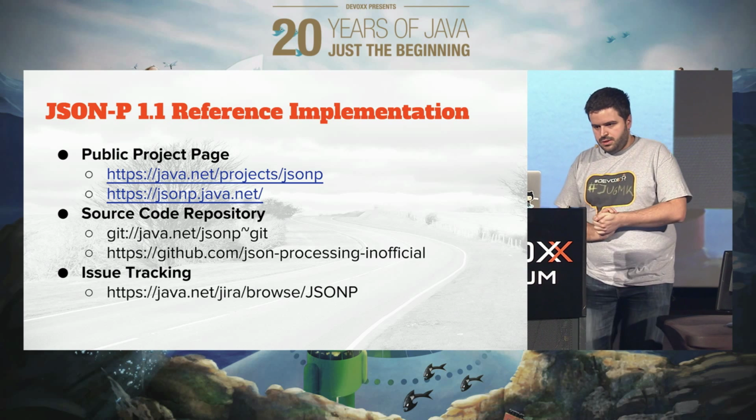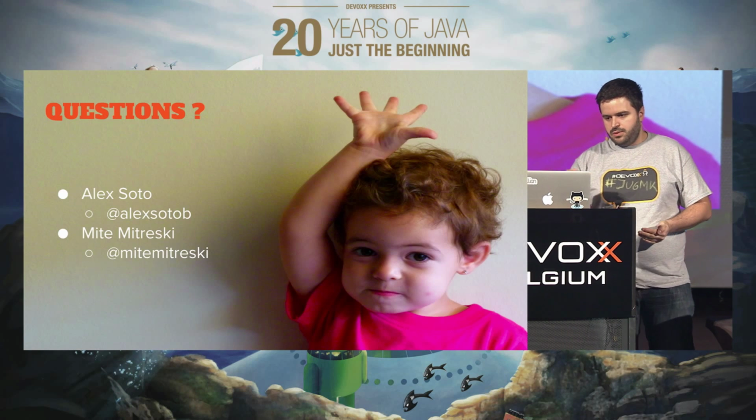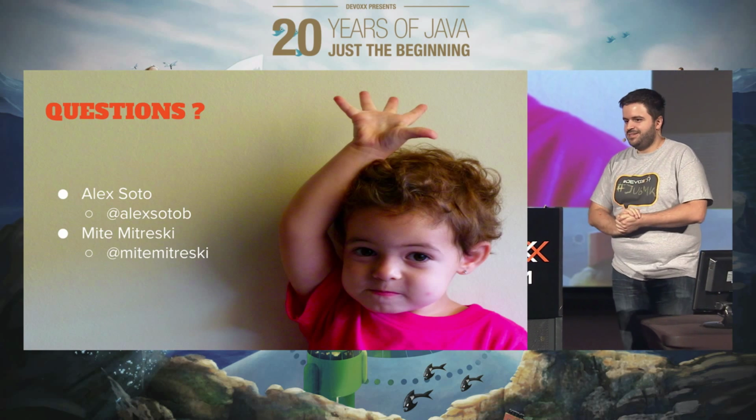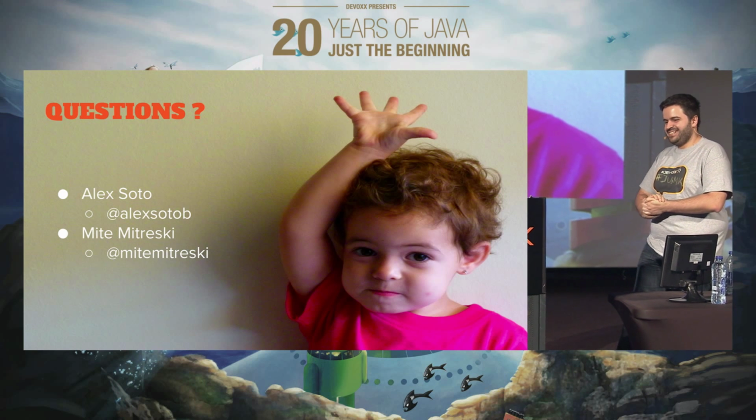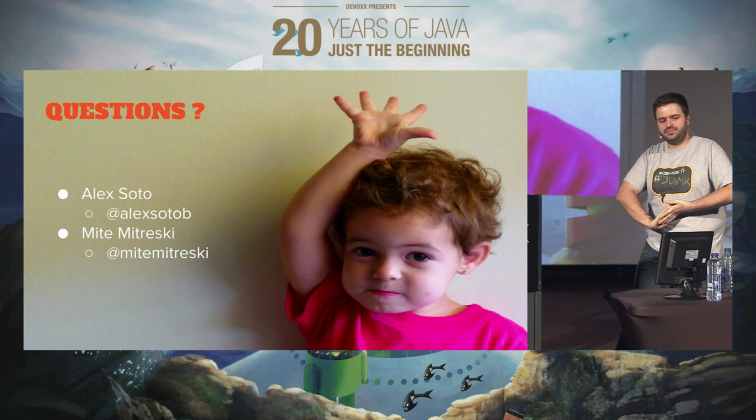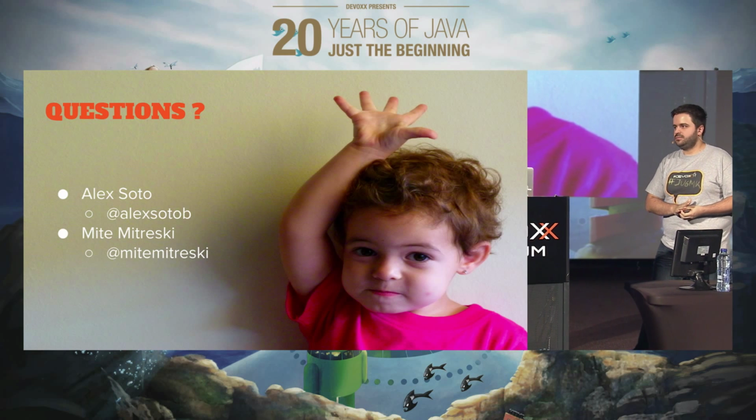So there is the Jira for the issue tracker of JSON-P. And by the way, this super cute girl is his baby girl. As I said, here is the tweet, so you can tweet us with any suggestion or any question. Do you have any questions now?